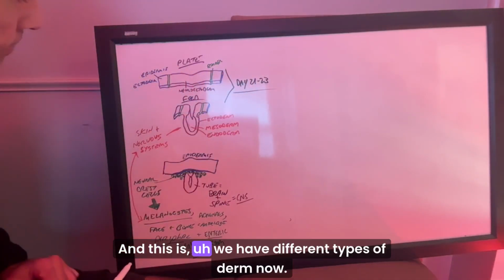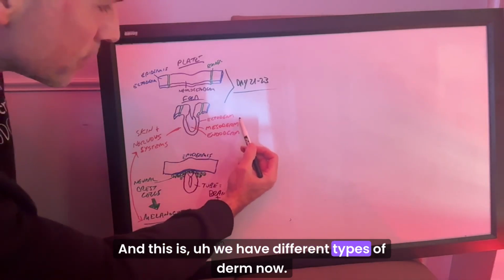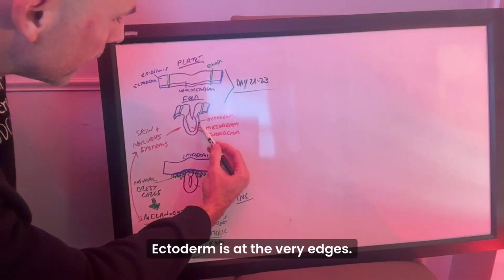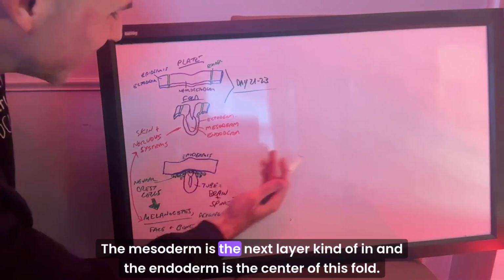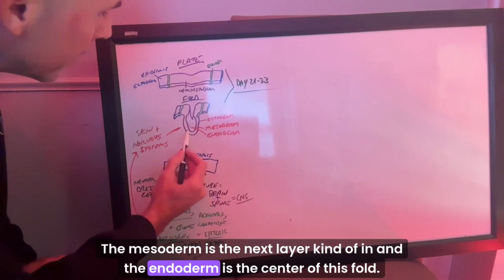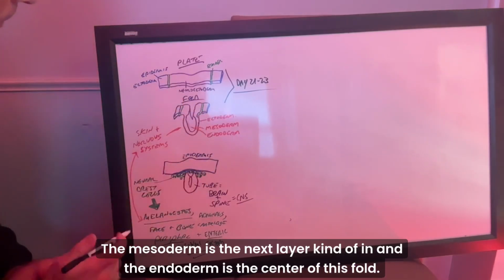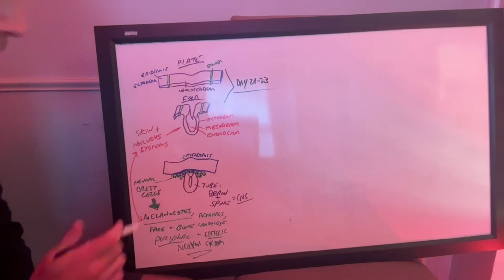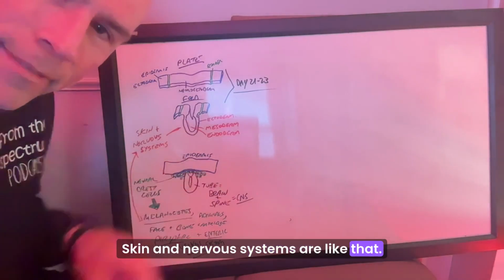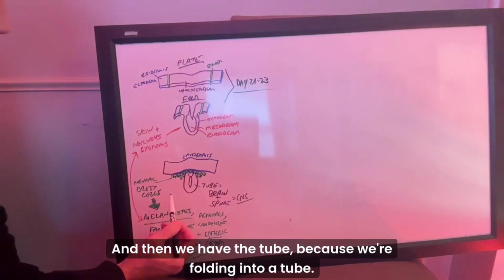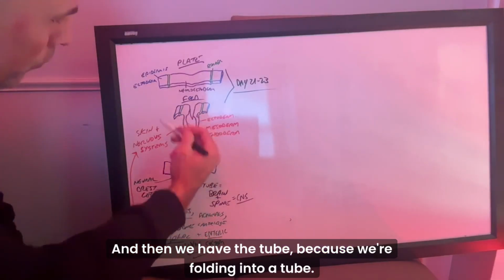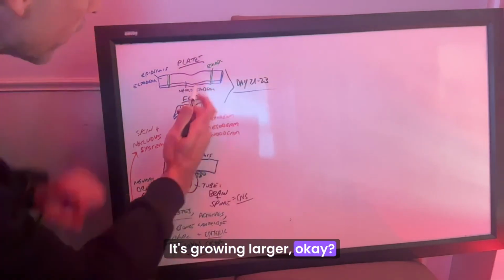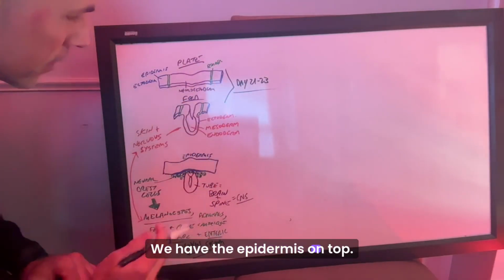And this is, we have different types of derm now. Ectoderm is at the very edges. The mesoderm is the next layer kind of in, and the endoderm is the center of this fold. And this is where skin and nervous systems will begin. Skin and nervous systems are like that. And then we have the tube, because we're folding into a tube. And we have the epidermis. It's growing larger, okay? It started here. We have the epidermis on top.